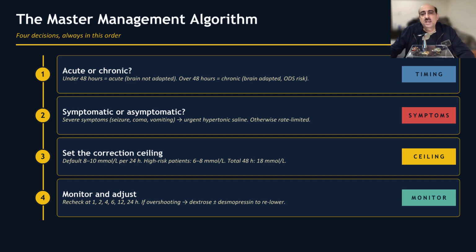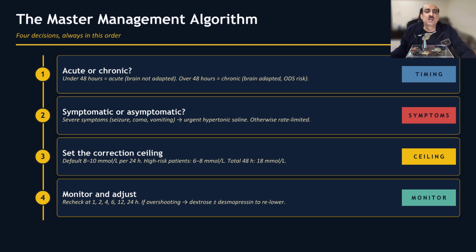Third point, setting the correction ceiling. We've already discussed that the maximum recommended ceiling is 8 to 10 millimoles per 24-hour window, especially the first 24 hours. But in high-risk patients, you have to tighten it further to 6 to 8 millimoles. However, over the initial 48-hour period, the total correction recommended is not more than 18 millimoles per liter for sodium.